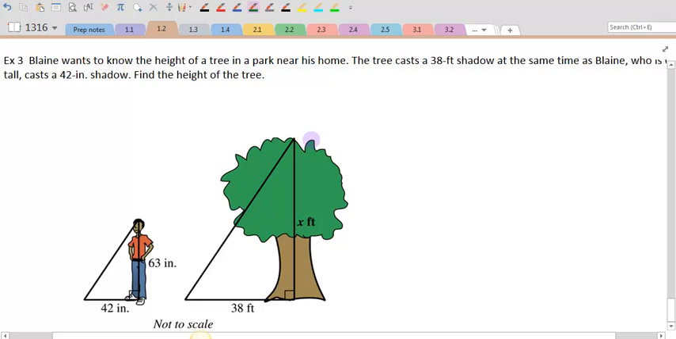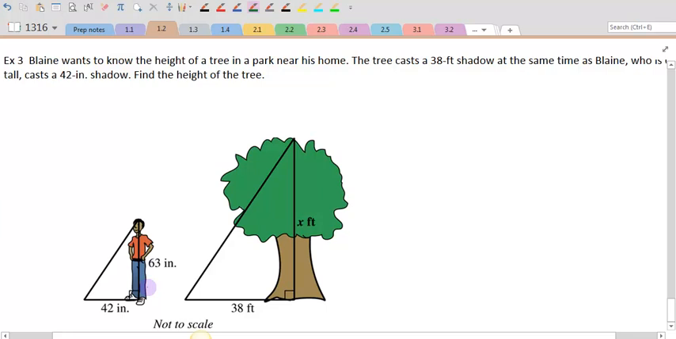And because of that, I can say that these are going to have similar angles, because the sun coming down would produce the same angle for the shadow. So that's how I can say that these two are similar. Additionally, I know that the person and the tree are both perpendicular. Their heights are perpendicular to the ground, so I can come up with similar triangles that way.